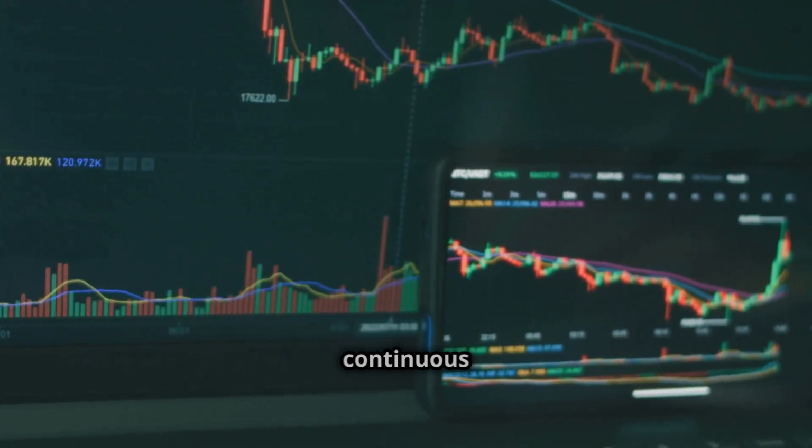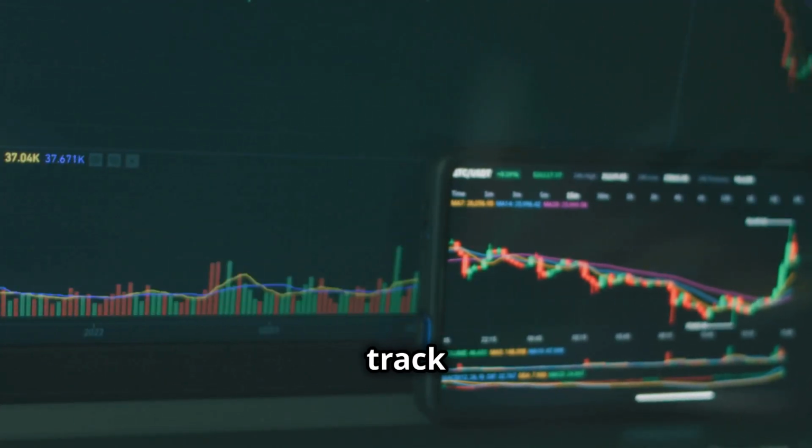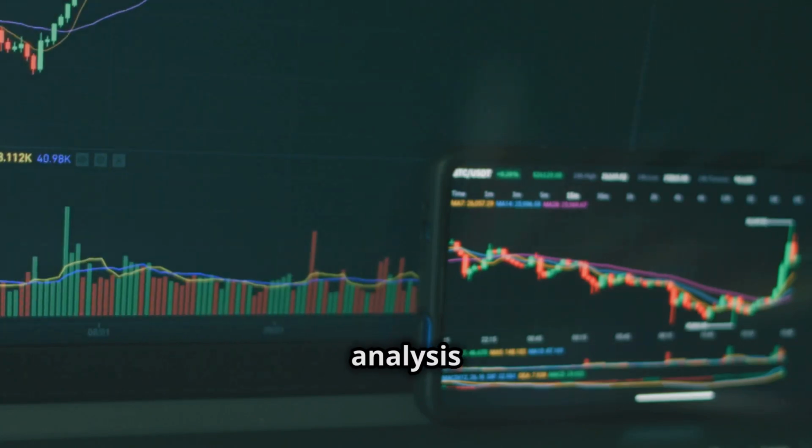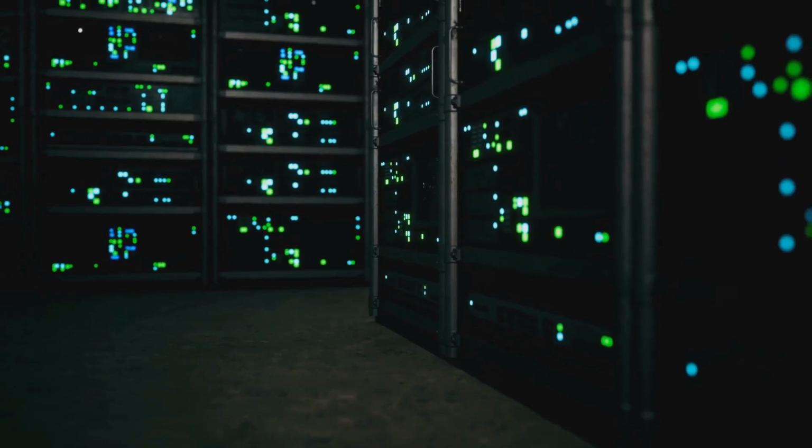Performance monitoring is crucial for continuous optimization. We track key metrics like profitability, drawdown, and win rate. Regular analysis helps us adapt and keep our bot performing at its best.